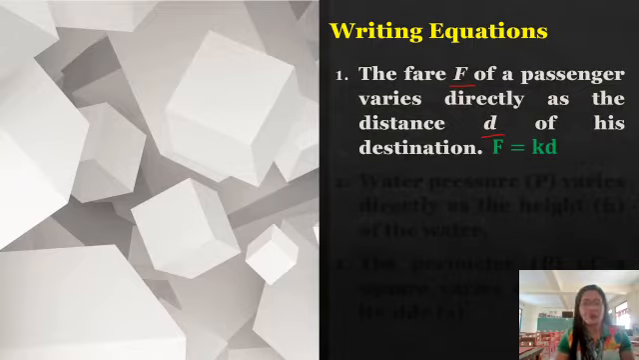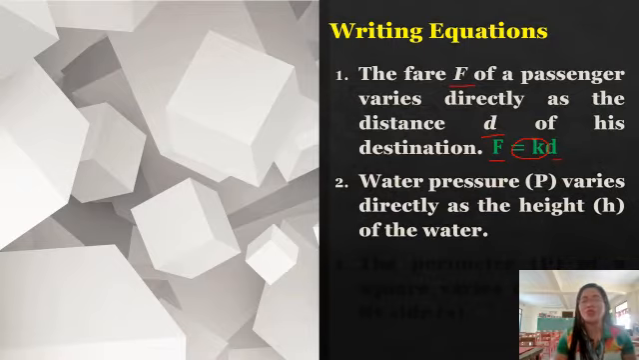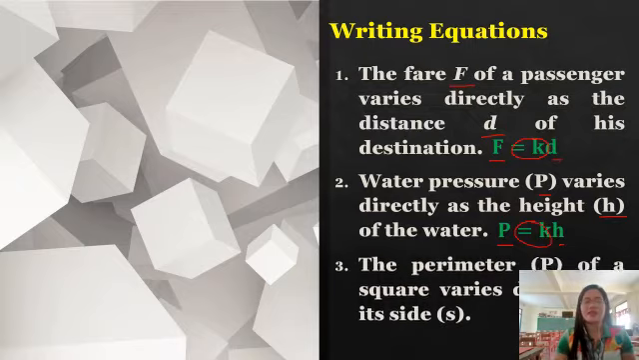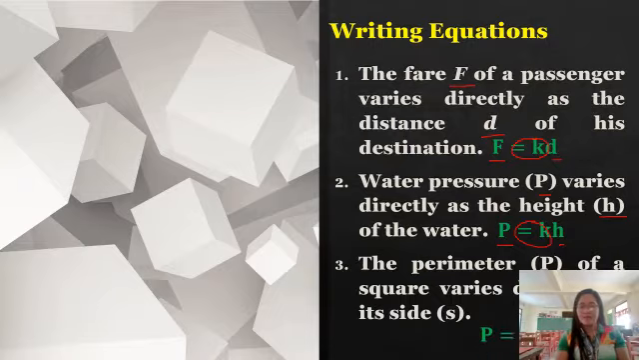So that's why we have f equals kd. The first variable and the second variable. Then this one, automatic na, is equals k. Next, water pressure P varies directly as the height h of the water, and it is written as P equals kh. Our first variable P and our second variable h, and k is the constant. Next, the perimeter P of a square varies directly as its side. So that is P equals ks.